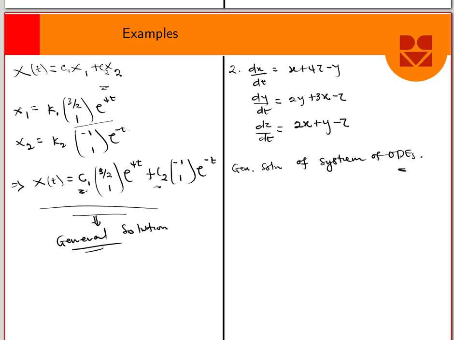How do you solve it? You can try this question on your own, and when you are done solving, you move to the next video to see how we solve this particular question.